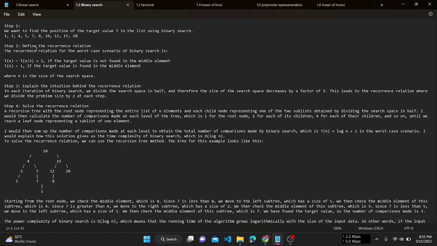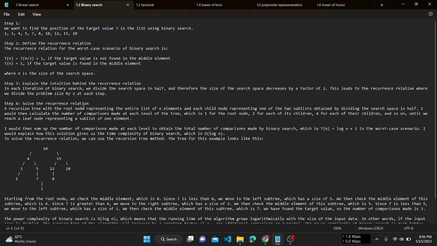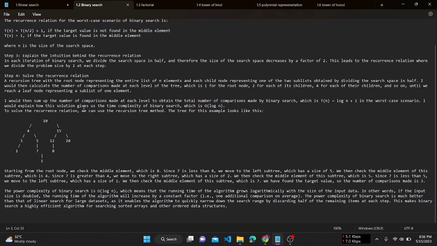Step 3, explain the intuition behind the recurrence relation. In each iteration of binary search, we divide the search space in half, and therefore the size of the search space decreases by a factor of 2. This leads to the recurrence relation where we divide the problem size by 2 at each step. Step 4, solve the recurrence relation using a recurrence tree with the root node representing the entire list of n elements and each child node representing one of the two sublists obtained by dividing the search space in half.